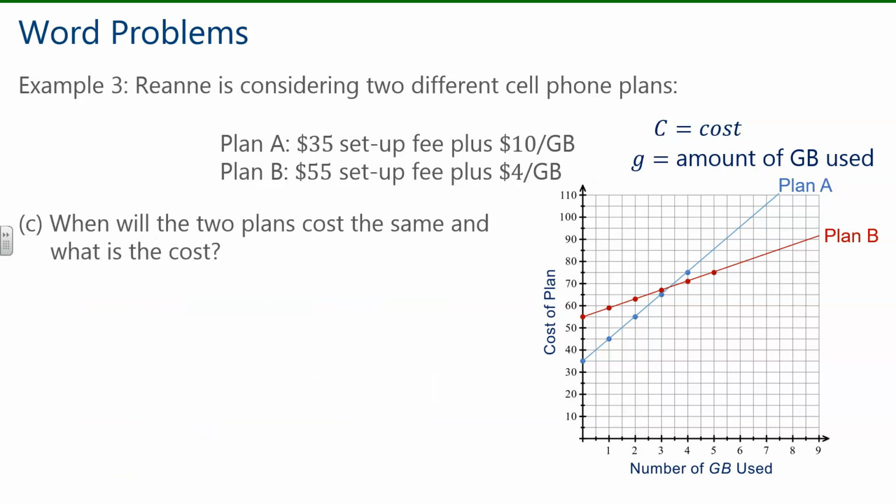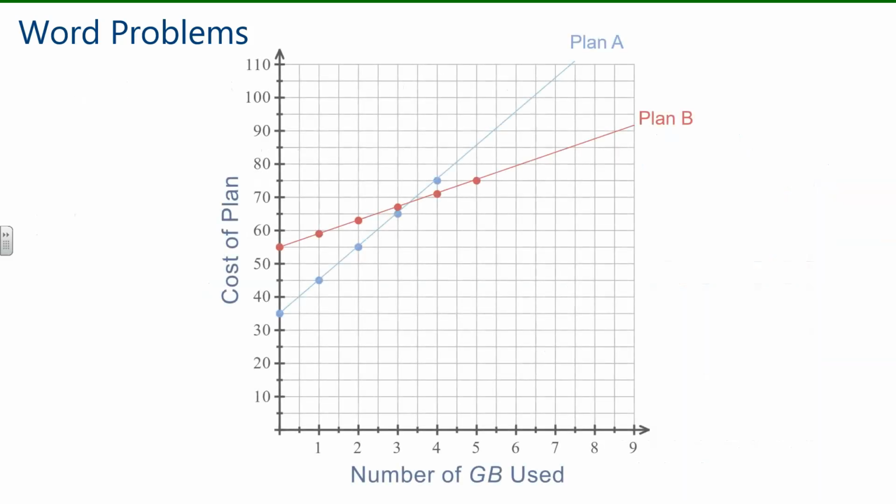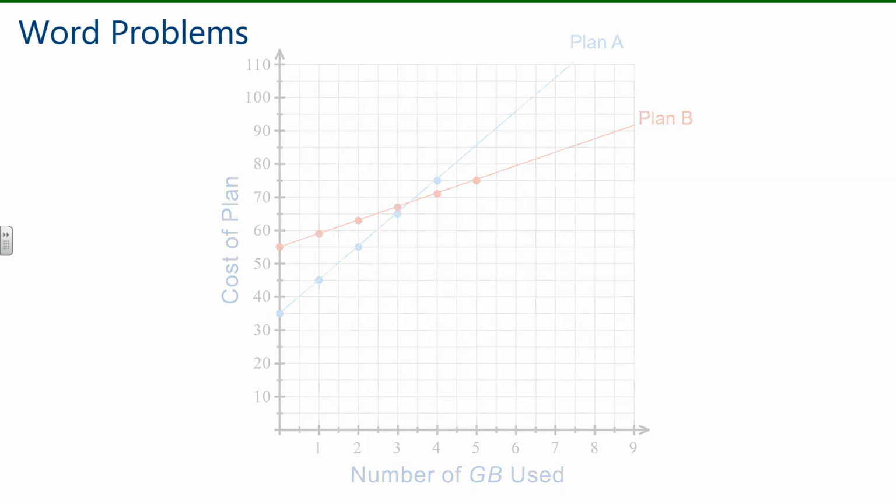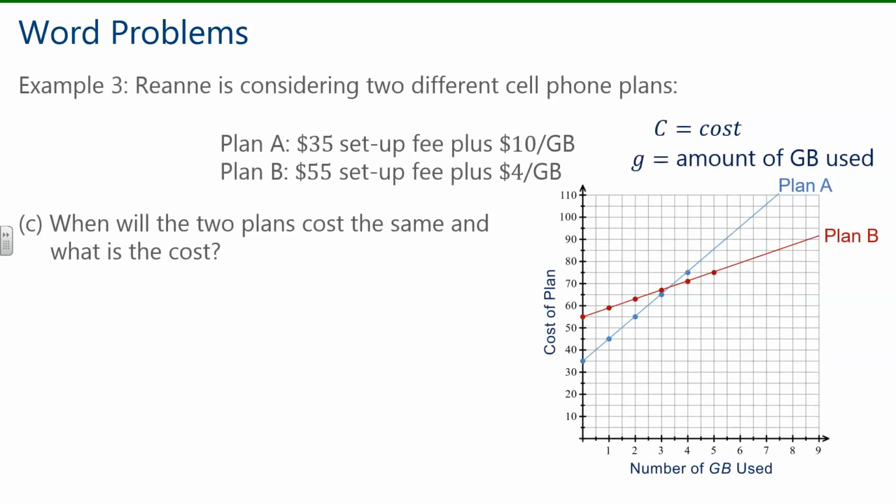Now part C says, when will the two plans cost the same and what is the cost? Now to do this, we're going to have to estimate. So let's zoom in a little bit. So I see the point where they meet is somewhere between 3 and 3.5. Kind of in the middle there, so I'll say 3.25. Now on the y-axis, I see that it's in between 65 and 70, kind of in the middle, maybe a little bit above, so maybe 68. So I'm going to say that they intersect at (3.25, 68).